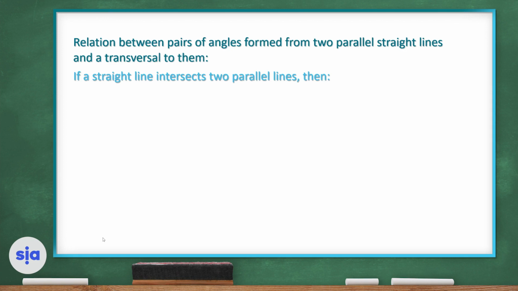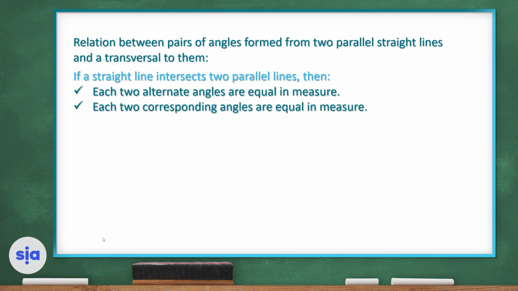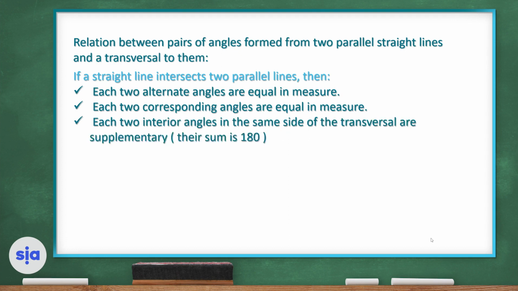If a straight line intersects two parallel lines, then each two alternate angles are equal in measure, and each two corresponding angles are equal in measure. Each two interior angles on the same side of the transversal are supplementary. What do you mean by supplementary? Their sum is 180 degrees.